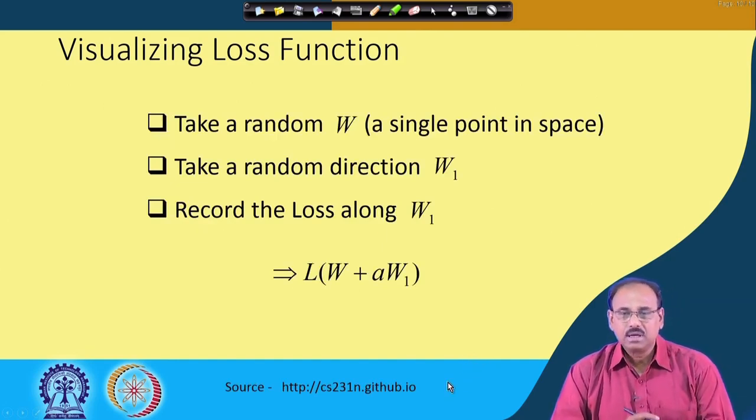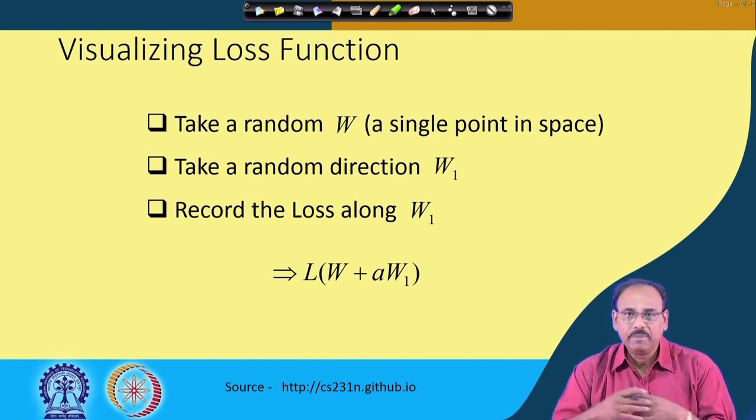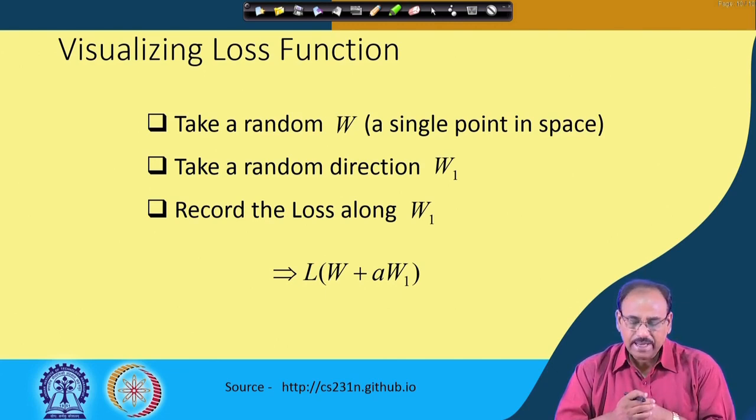I know that my loss function is defined in a high dimensional space. So I can take a single point in that high dimensional space at random, which is a W, and I take a direction W1 which is also at random. This W1 I take as a direction passing through the selected point W. And as we move along the direction of W1, you go on recording the loss function.